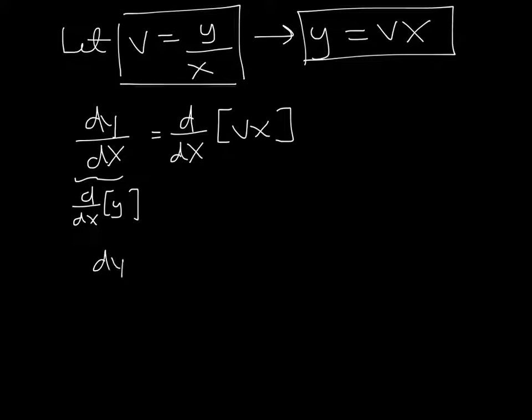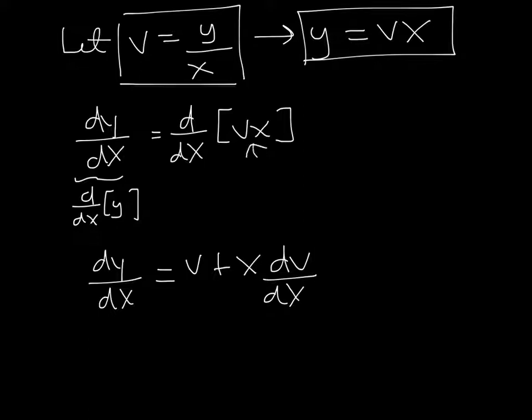And okay, so dy/dx equals, and then if we use again the product rule, we simply have v plus x dv/dx. Again, I just used the product rule, right? The derivative of x is 1 times v, and then of course x times, this is my v prime. So again, product rule.